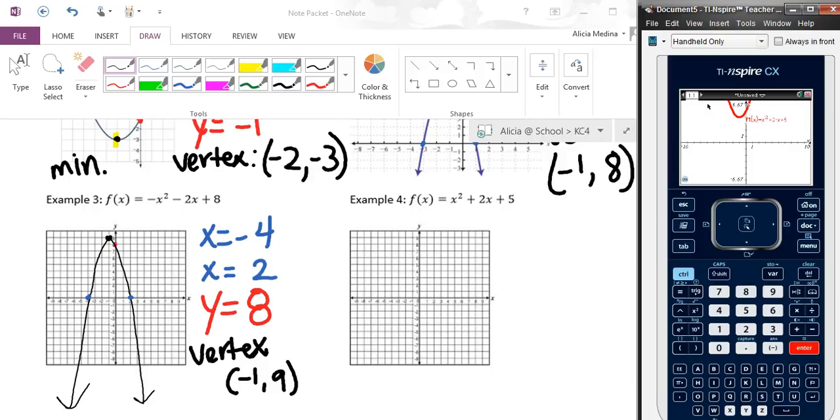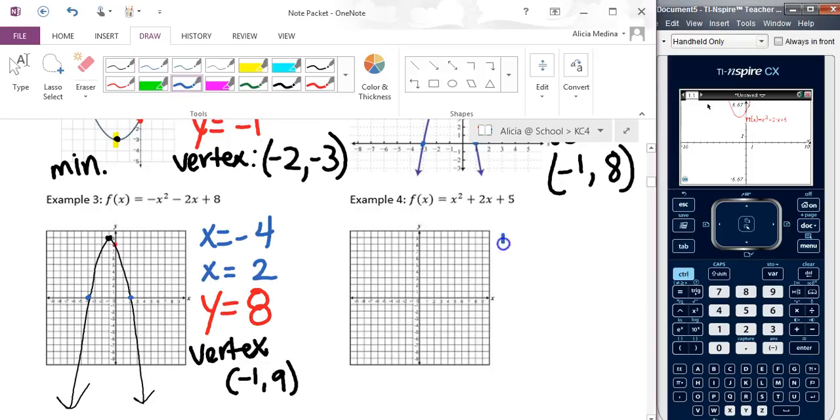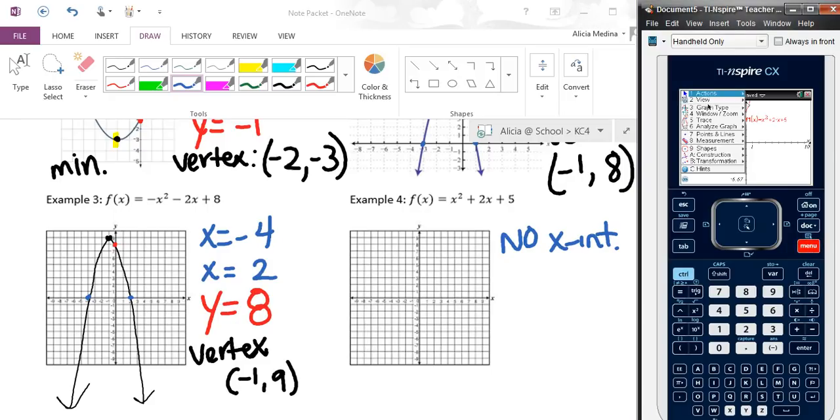So now here I don't see any x-intercepts. So there's no x-intercept, but I do see some y's, and I do see my vertex. So this looks like it's also going to be a minimum, but just so I can figure out exactly what that is, if you can count, that's fine. If you want to make sure, you can always do analyze graph, go to that minimum. We want to scroll left and scroll right, so I'm going to move my cursor to the left, click enter, move it to the right, click enter, and I do see this point right here that is -1, 4.